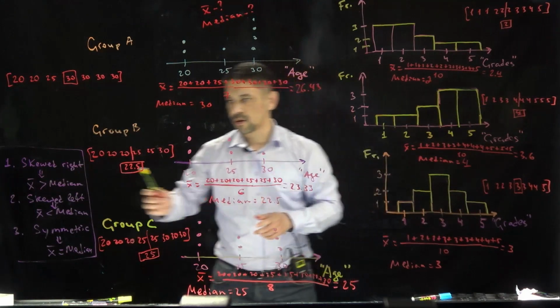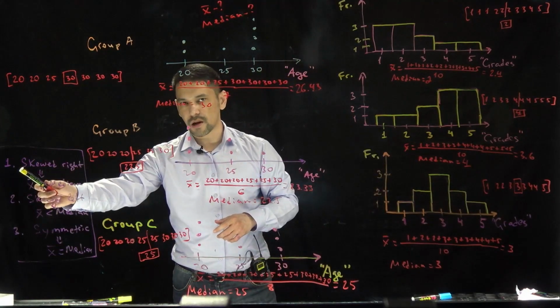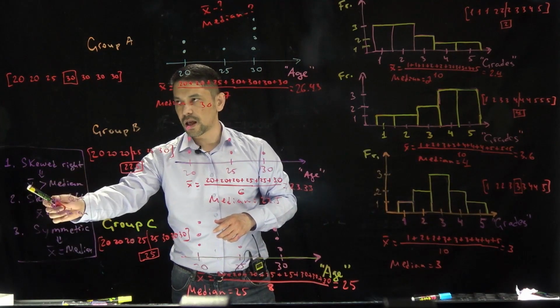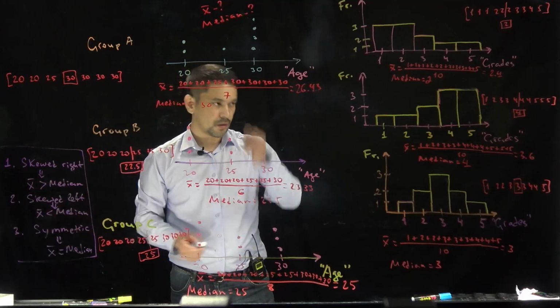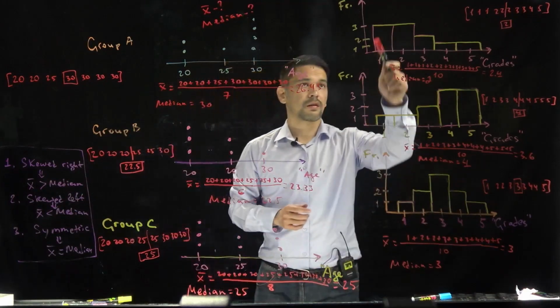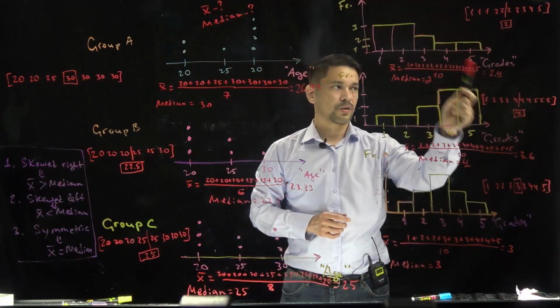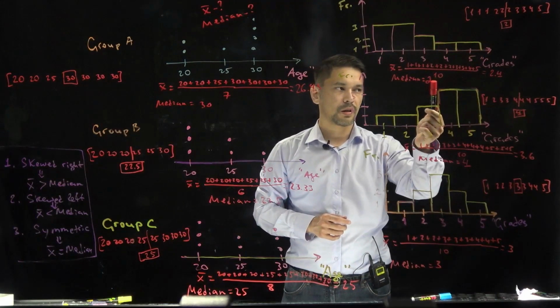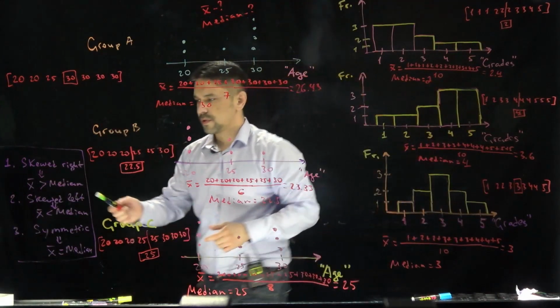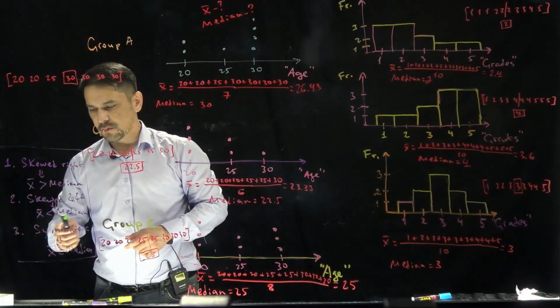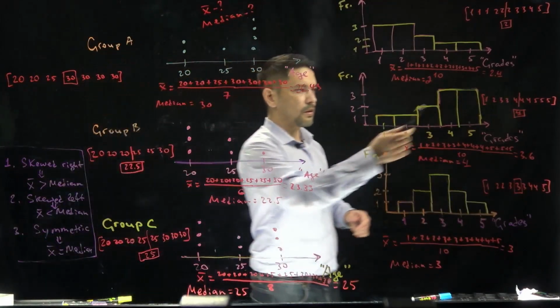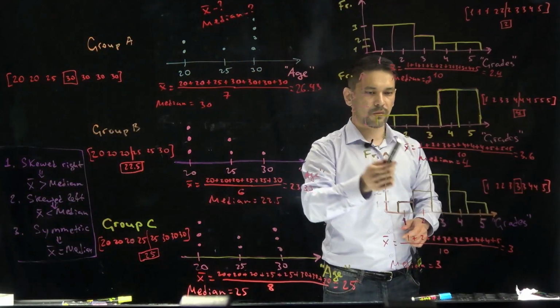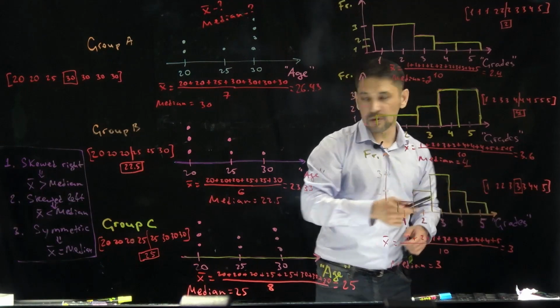Please write this down. If the distribution, if the graph is skewed right, then the average is going to be greater than the median. As you can see here, the first histogram is skewed right. That's why the average is greater than the median. Now, if the distribution is skewed left, then the average is going to be less than the median, just like here. As you can see, the shape is skewed left. That's why the average is less than the median.